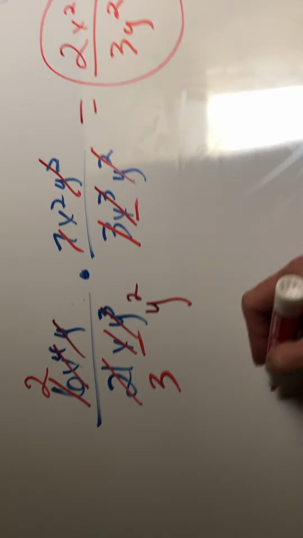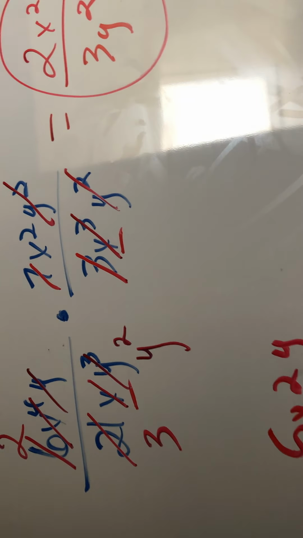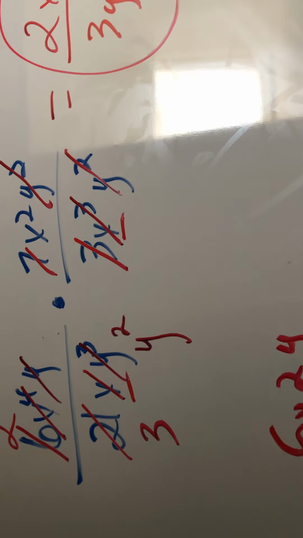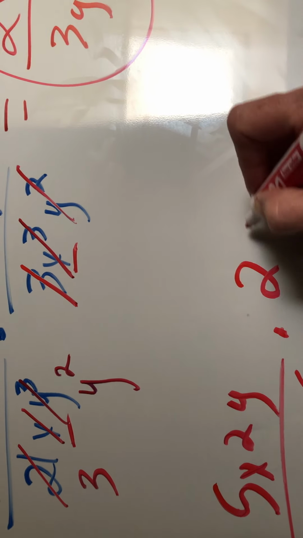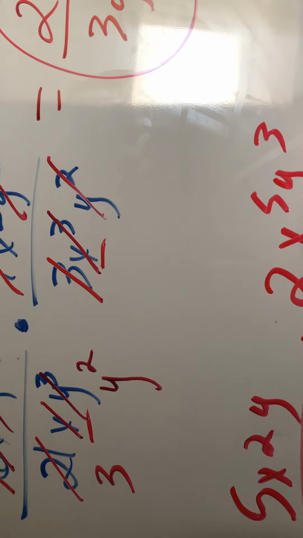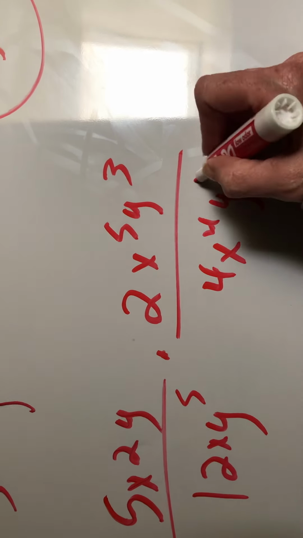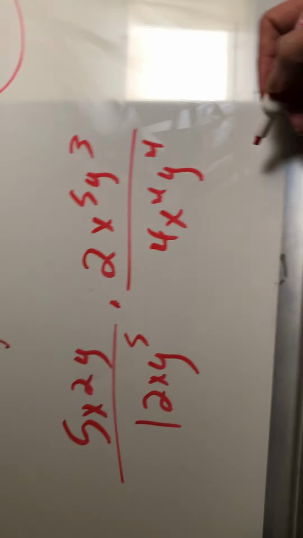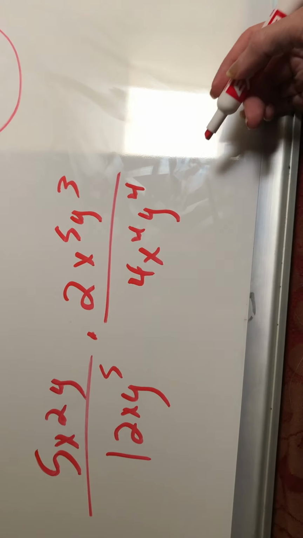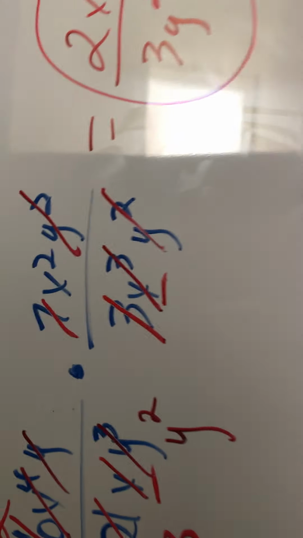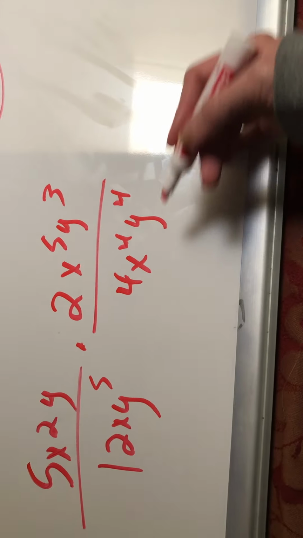So let's try another one. Let's see, 5x squared y over 12xy to the fifth times 2x to the fifth y cubed over 4x to the fourth y to the fourth. So that's the way it starts. Again, you always want to cross cancel. I'm not going to change colors, one, because it's messing up my marker, and two, it just takes too long.